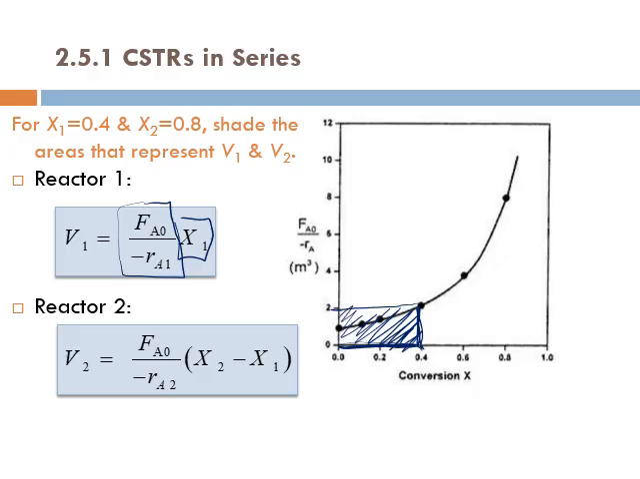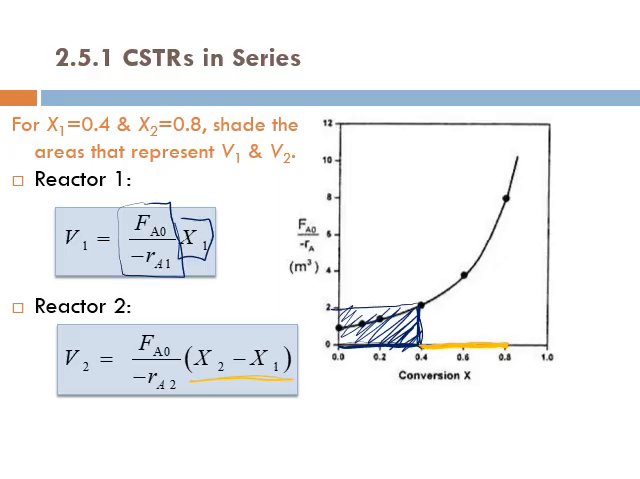Let's look at the second reactor, V2. That is the width. So the width is actually not x2, it's x2 minus x1. So x2, which is 0.8, minus x1, which is 0.4. So this is the remaining. Okay, so it's not from 0 to 0.8. It's not x2. It's x2 minus x1.